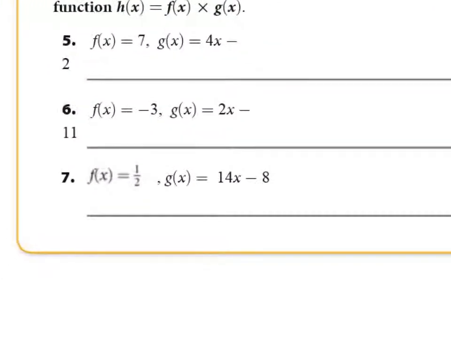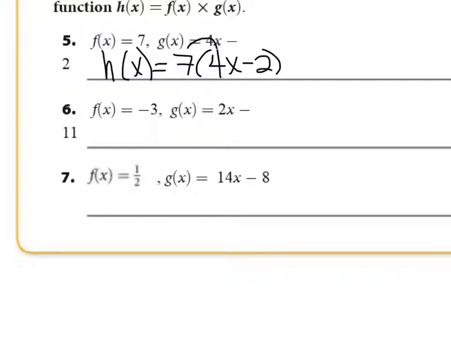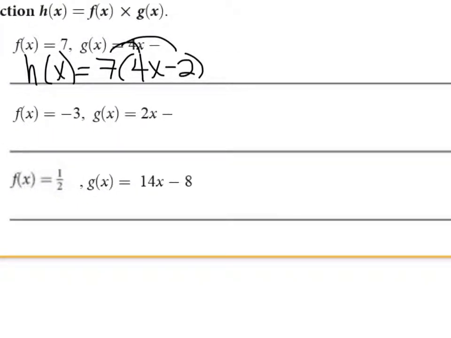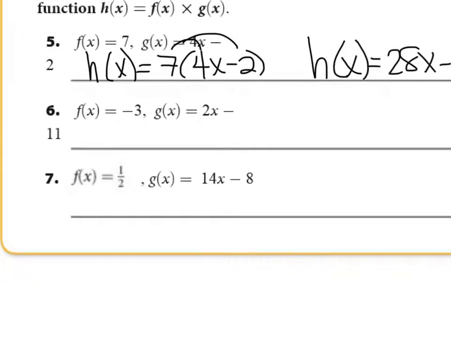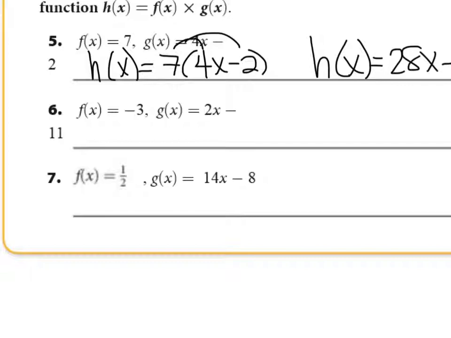For number 5, to create h of x, we're taking 7 and multiplying it by 4x minus 2. So when we distribute, h of x should have been equal to 28x minus 14. Number 6, to create this h of x, we are taking a negative 3, so be careful with that negative, and distributing it to 2x minus 11.